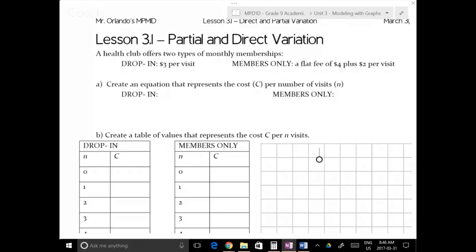That was still at the rhetorical stage of the question, I promise. We'll get there. What I want to suggest is this. I want to make an equation. How does cost depend on how many times you go to the gym? In the drop-in set.